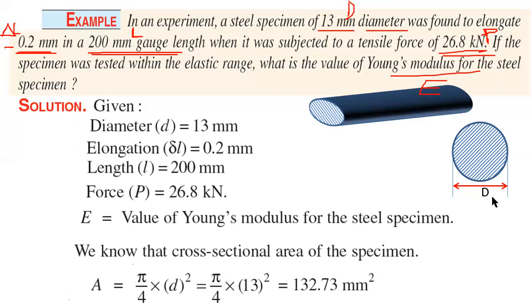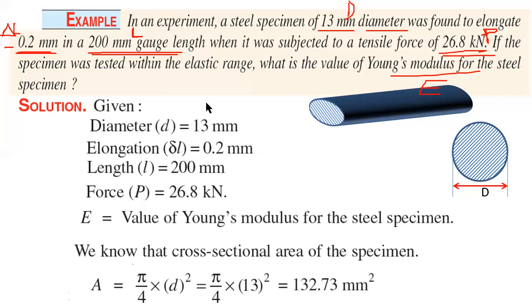So the cross-sectional area for a circular cross-section, capital A, equal to pi by 4 d square. Here pi by 4 into d equal to 13 square. d is the diameter of the specimen, that is 13 mm as given in our problem. So the area of this cross section equal to 132.73 mm square. This is the area of the bar.